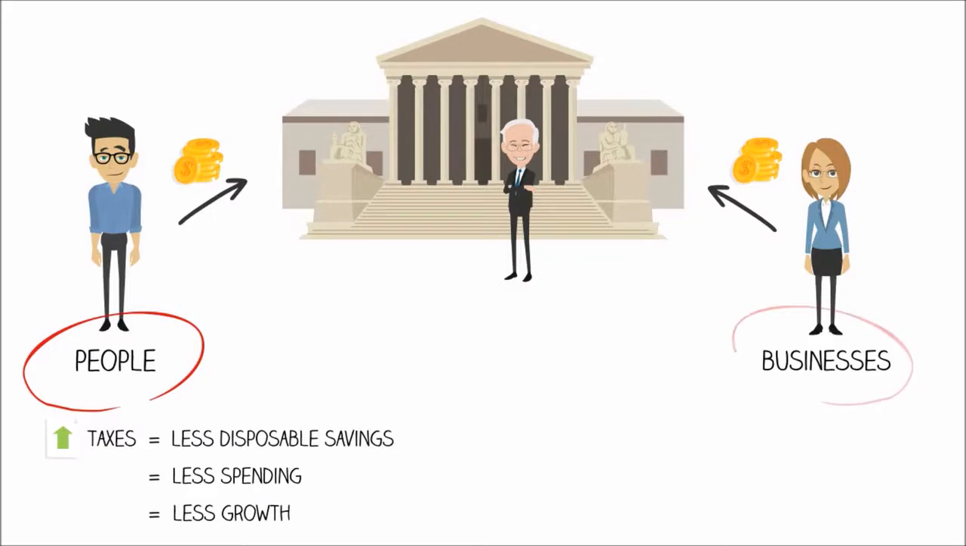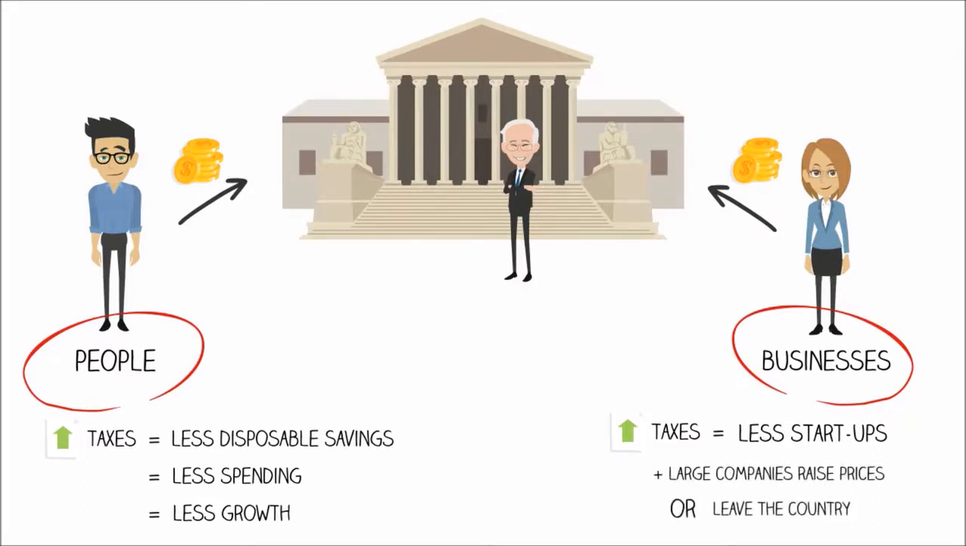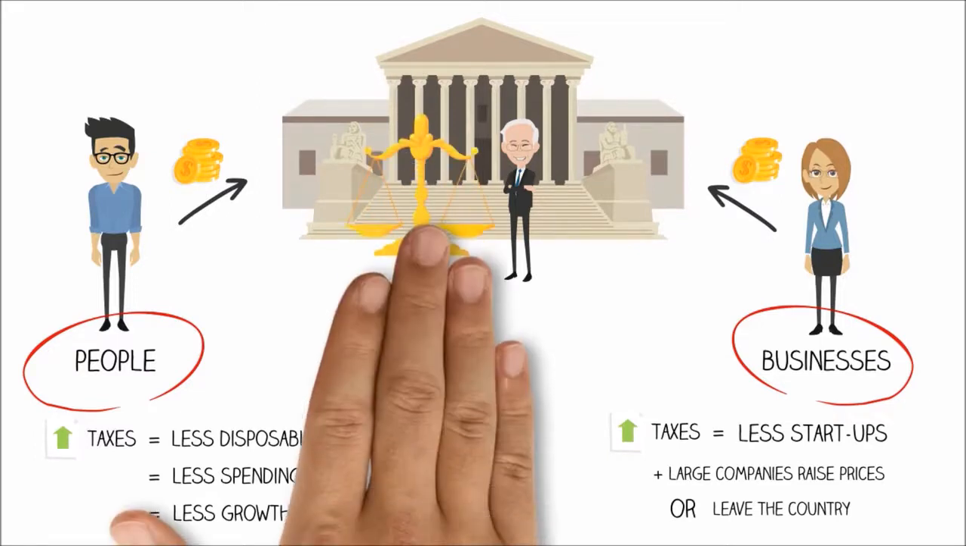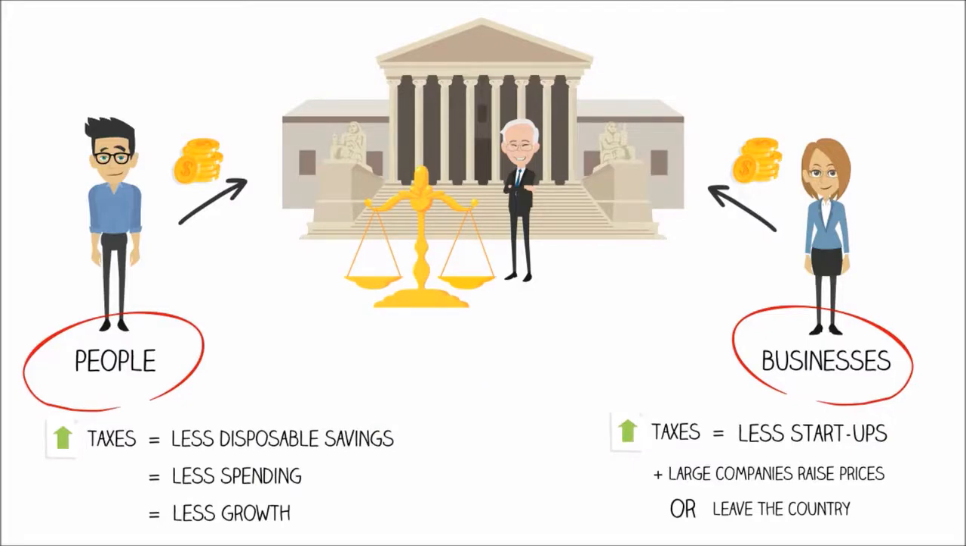If the government taxes businesses too much, it means that entrepreneurs are less incentivized to start up new businesses because it's more expensive to do so. It might mean that large companies increase the prices of their goods and services or move some of their operations overseas to avoid paying high tax, which again constrains economic growth. So the message here is that the government, as a first step in fiscal policy, has to get the balance right between taxing people and businesses to promote positive economic growth.